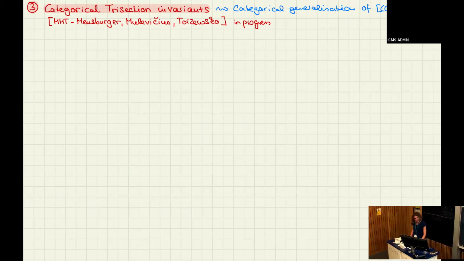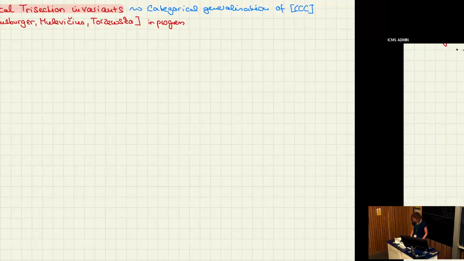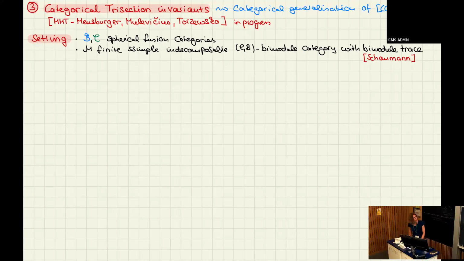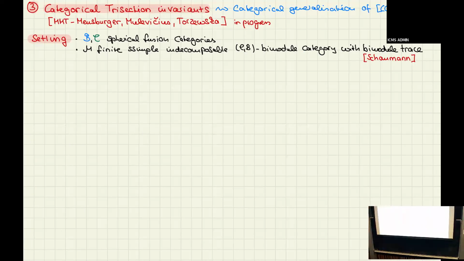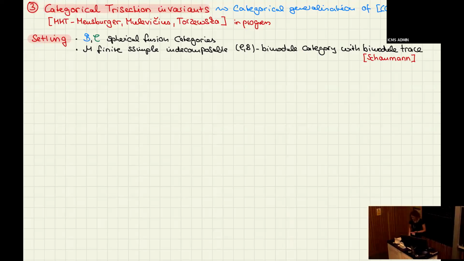Okay, so how can one think about what could be the right structure? Instead of the two Hopf algebras B and C, one would maybe take some special fusion categories. And what we then took is a finite semisimple indecomposable bimodule category that is equipped with a bimodule trace. This notion of a bimodule trace is due to Schaumann, and was already quite useful in a lot of work.